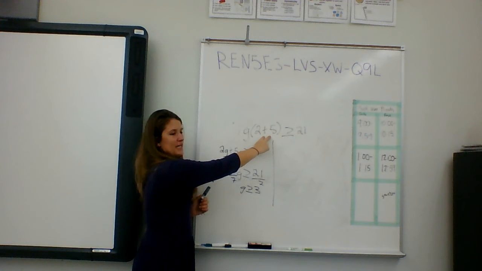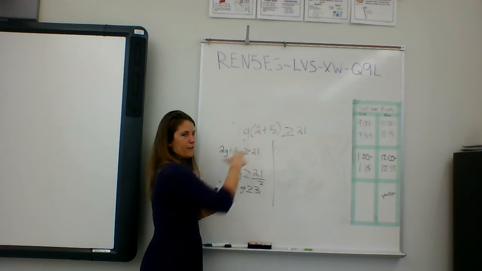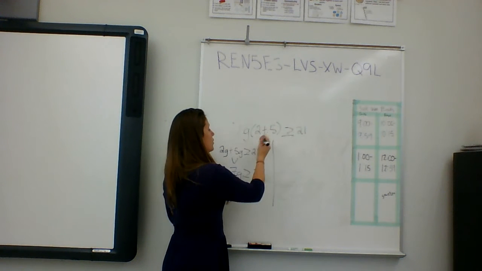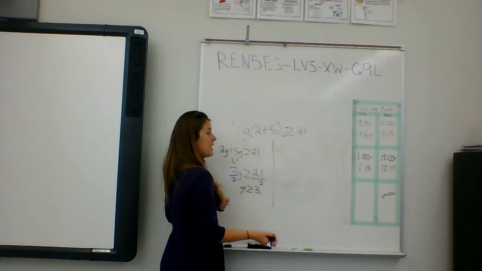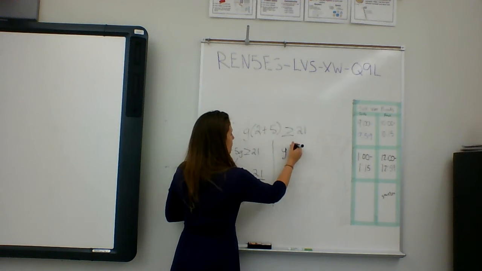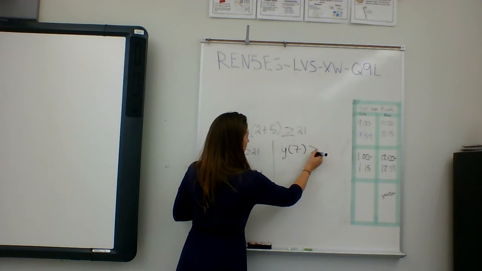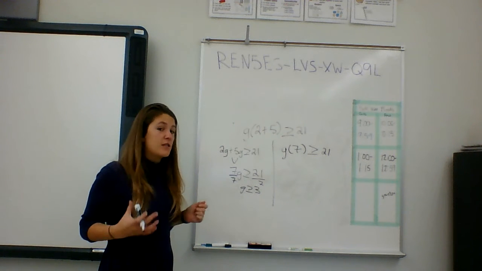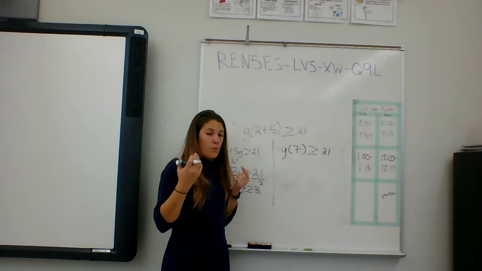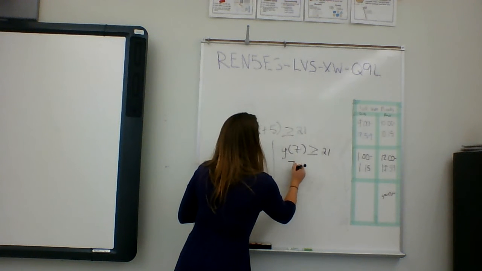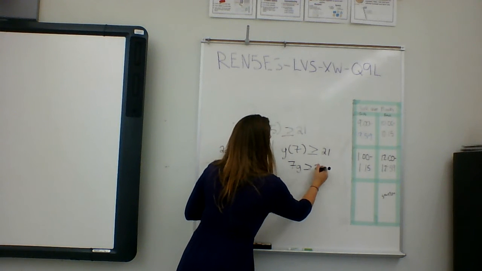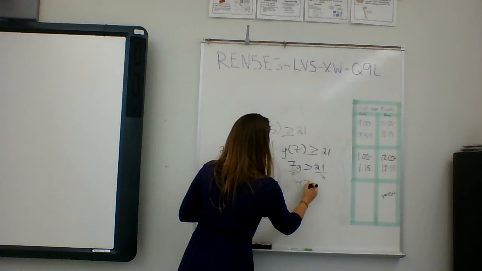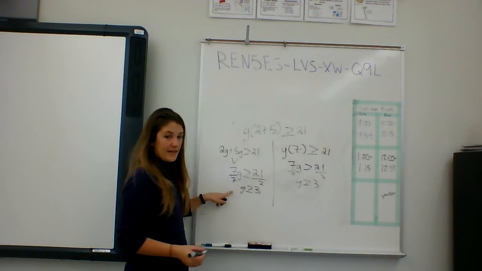Because the parentheses just have regular numbers, I can add these two together. There are no variables, so I can combine these like terms. 2 plus 5 equals 7. So I know I have g parentheses 7 is greater than or equal to 21. Now g parentheses 7 just means g times 7. I can rewrite this a way that I prefer to look at it, which is just 7g is greater than or equal to 21. Divide both sides by 7. You get g is greater than or equal to 3, just like we did the last time.